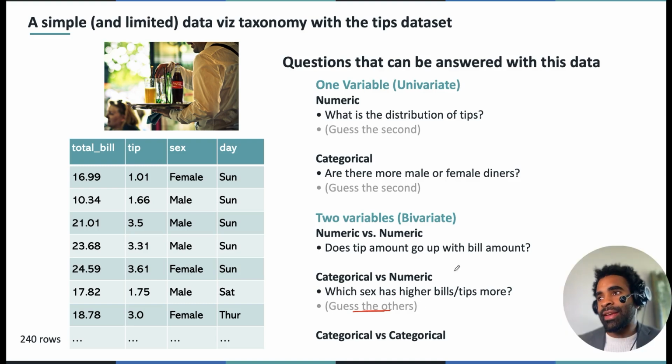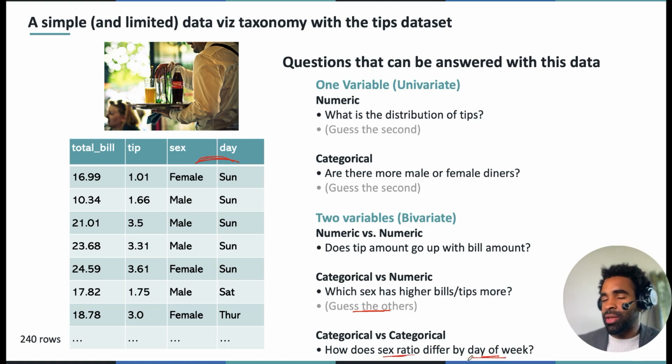And finally, for categorical, so sex and day, we could ask, how does the sex ratio differ by day of the week? So maybe men tend to come more on Thursday than Saturday or something like that. That's something that we could visualize with a plot.